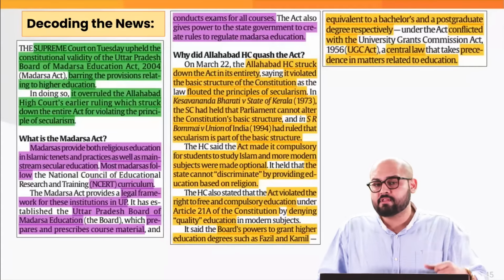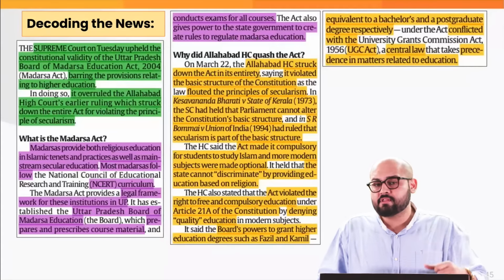See, what you need to know first is what are madrasas. So madrasas provide both religious education in Islamic tenets, that is principles and practices, as well as mainstream secular education, right? So along with the Islamic education, they're also providing the mainstream education. And again, most of these madrasas are in line with the guidelines which are prescribed by the NCERT, National Council of Educational Research and Training.